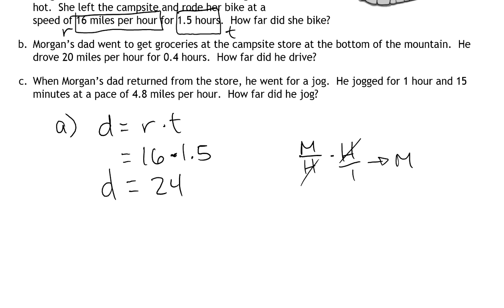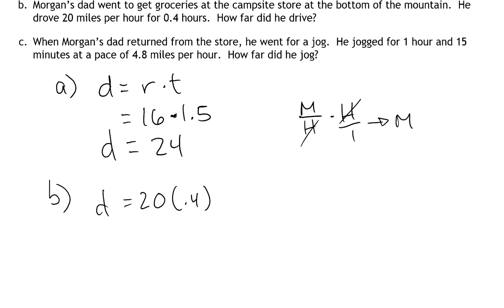Morgan's dad went to get groceries at the campsite store at the bottom of the mountain. He drove 20 miles per hour for 0.4 hours. So pretty much the same thing in part B, right? He's traveling at 20 miles per hour for 4/10 of an hour. The question is, how far did he drive? What's the distance to the camp store? Well, I know that 2 times 4 is 8, but I've got a decimal in there. So 2 times 0.4, the distance is, it's not 80 miles, it would be 8 miles.